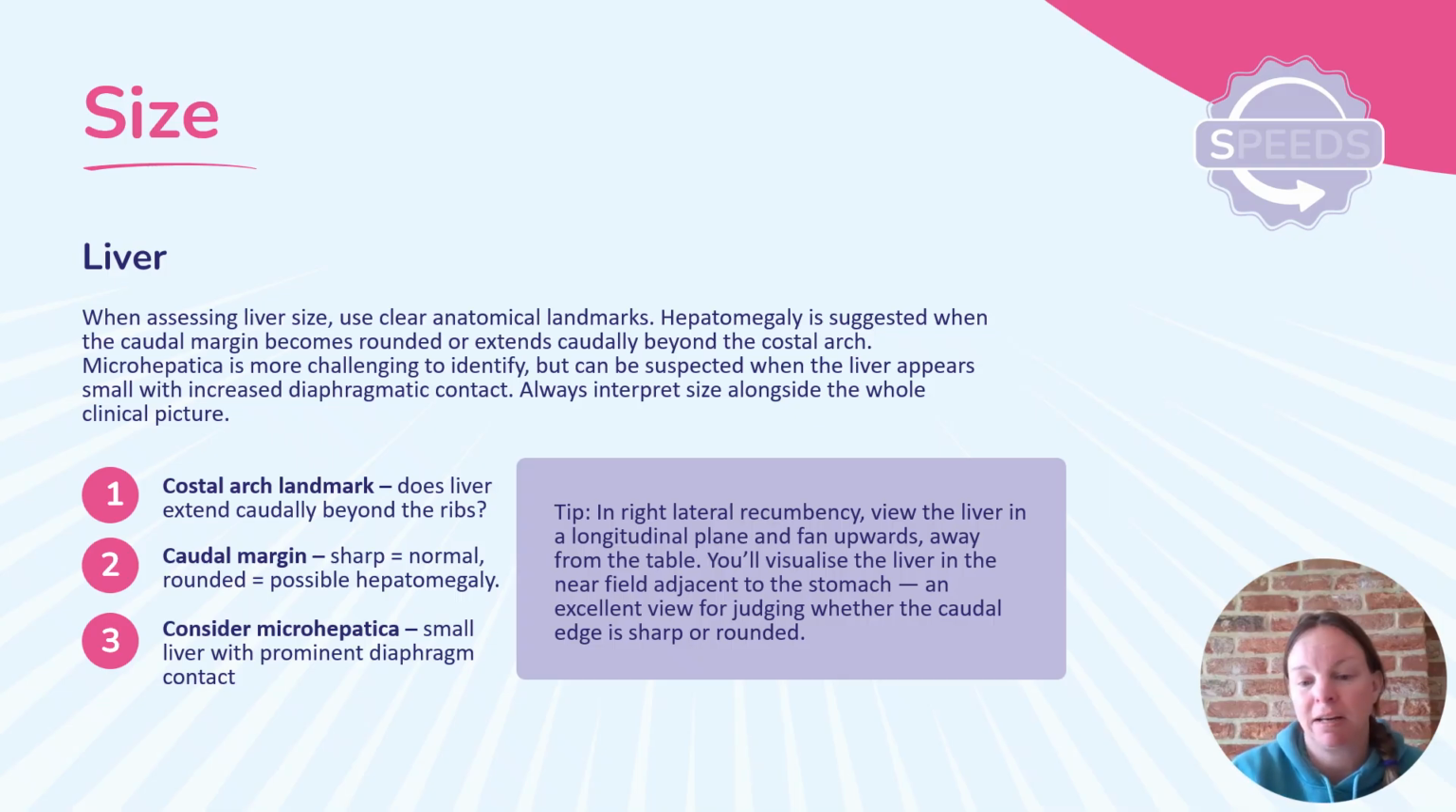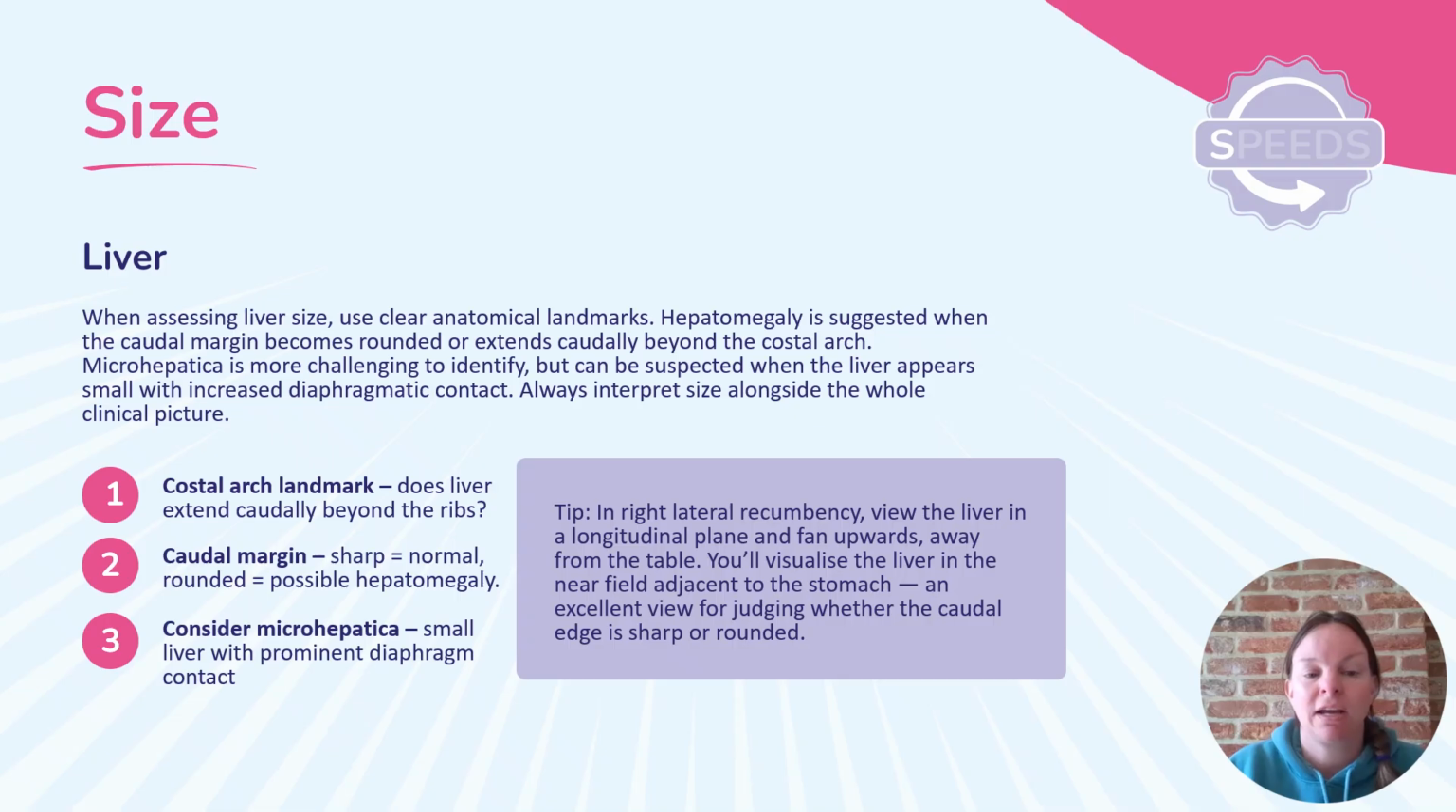Hepatomegaly is judged when we can see the caudal margin of the liver becomes rounded on ultrasound, or if it extends caudally beyond the costal arch. Microhepatica is slightly more challenging to identify, but can be suspected when the liver appears small with increased diaphragmatic contact. Maybe a large gallbladder appears to take up more room than the liver itself. You need to always interpret these alongside the whole clinical picture.